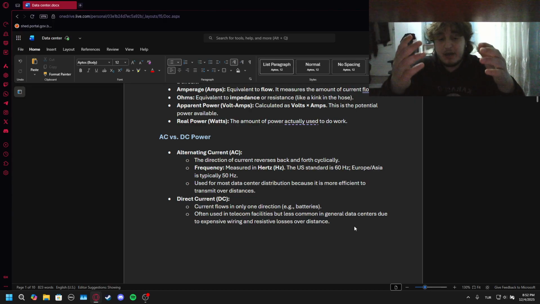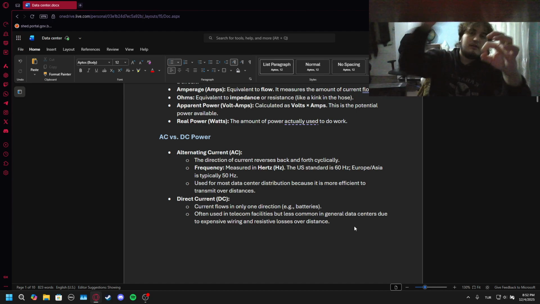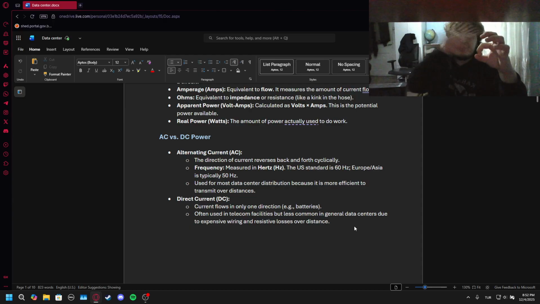One divided by the amount of time that's passing equals hertz. And we say 50 hertz means this is happening 50 times in a second. So I am changing which way the current is flowing, see, like this, 50 times per second.